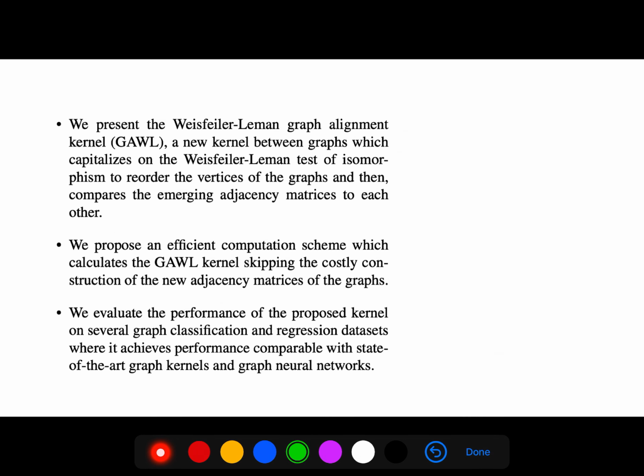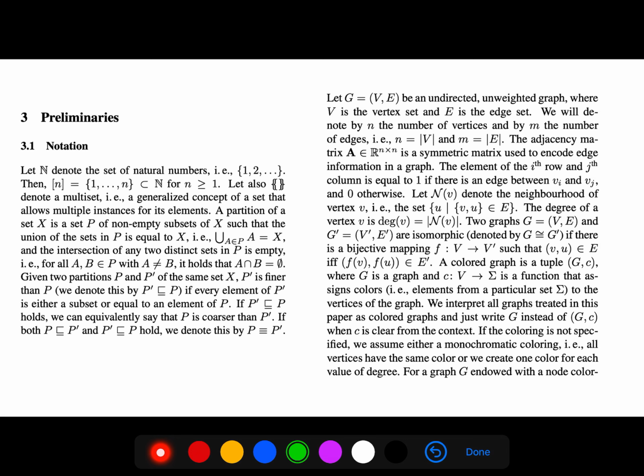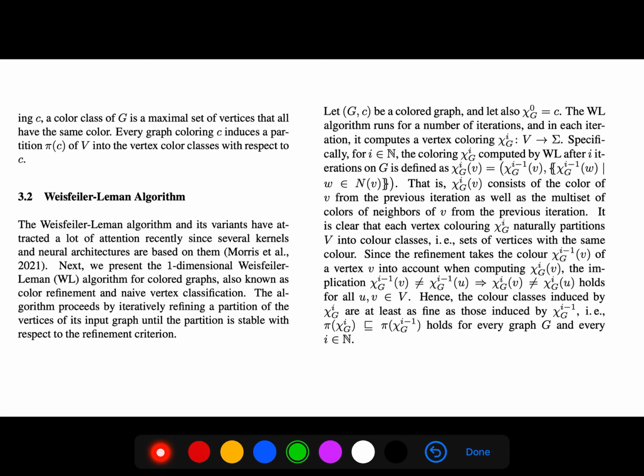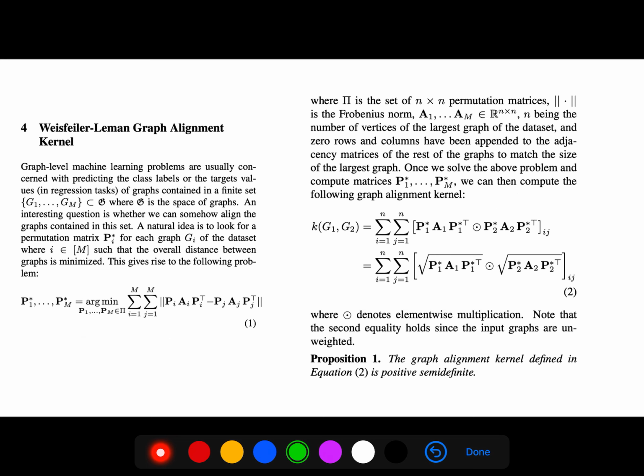So they present this WL graph alignment kernel, which is a new kernel between graphs. I think you are familiar with the WL algorithm, so we skip this. So this is the contribution of this paper. What is the WL graph alignment kernel?